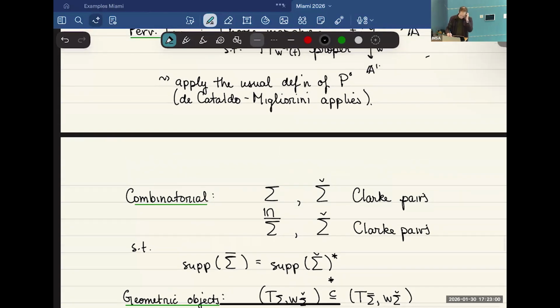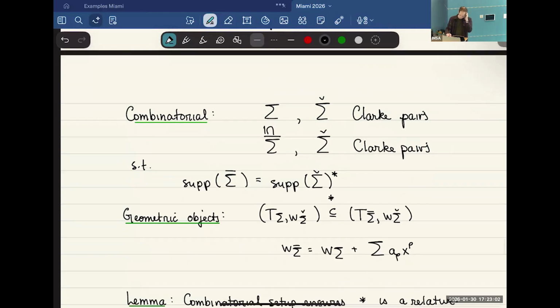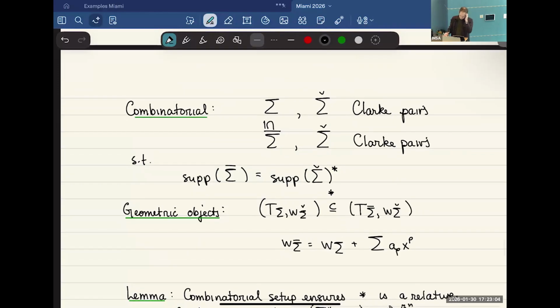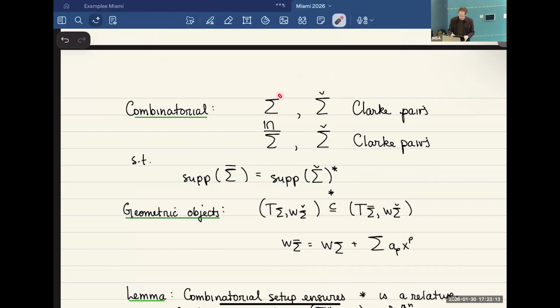Okay. So once you have that, how can I achieve all of this combinatorially? I'll make just a couple of comments. What I want is two different Clarke pairs. I want an initial Clarke pair that consists of just sigma and sigma check as I would have before. Then I want sigma to be included inside of some sigma bar, and my sigma check will stay the same. So I want two different Clarke pairs, and I want one contained inside of the other.